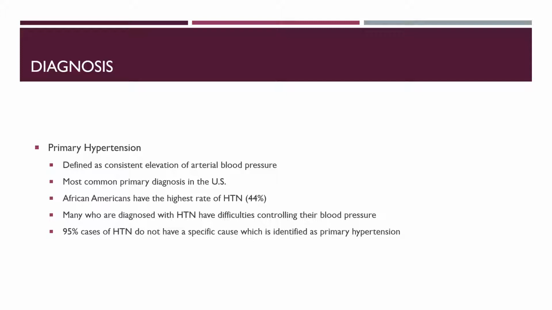So what is his diagnosis? He is diagnosed with primary hypertension. Primary hypertension is defined as consistent elevation of arterial blood pressure. It is the most common primary diagnosis in the US. Unfortunately, African Americans have the highest rate, at 44%, for hypertension. And many who are diagnosed with hypertension have difficulties controlling their blood pressure.